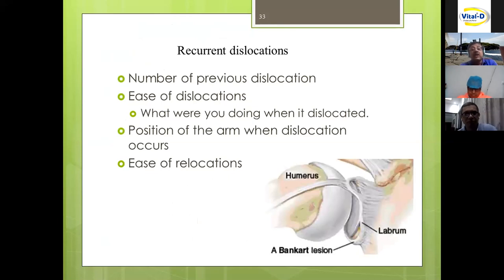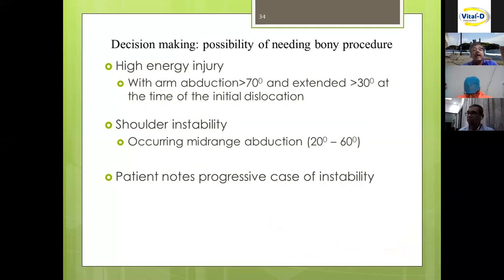And about recurrent dislocation, always ask about the number of previous dislocations, ease of dislocations, and also ease of relocations, and position of the arm when dislocation occurred. Because you have to adjust from the history, you have to make a diagnosis and also the treatment plan. And for your decision making, about the possibility of needing a bony procedure or not, you have to ask about high energy injury, and whether the shoulder instability occurs in mid-range of abduction or not.